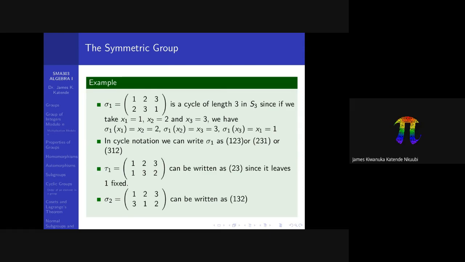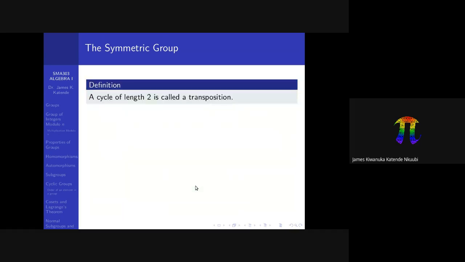You should learn to flip between these two different notations. So you should be able to convert one notation to the other easily. Anytime you have a cycle, you should get used to that. Eventually, we shall start working with this cycle notation and avoid this two-line notation. So if you have a cycle of length 2, it has a special name. It's called a transposition.